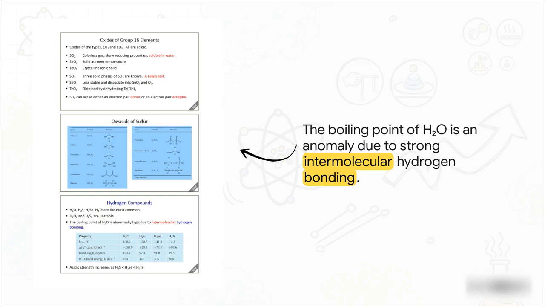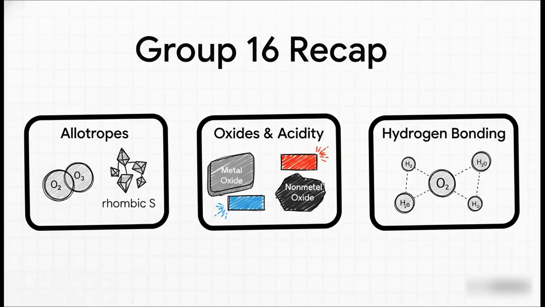And hey, while we're here, check out the other trend. These things get more acidic as you go down the group. Why? Well, that bond between hydrogen and the element gets weaker, so it's easier to pop off that proton. So, a quick recap on Group 16. Key takeaways? Remember that allotropes are a big deal here. Metal oxides are basic, non-metal oxides are acidic, that's a big one, and hydrogen bonding makes water a total weirdo, but in the best way possible.